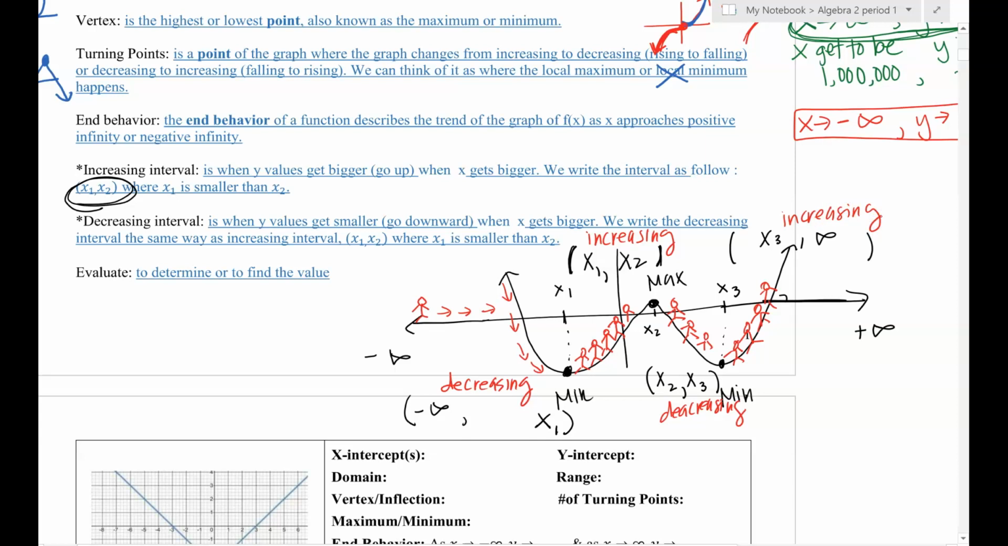We only write the interval using x's. And we always write the smaller x in front of the bigger x. That takes care of both the increasing and decreasing intervals. Now you will see the word evaluate a lot. To evaluate, we just have to determine or find the value that we're asking for.